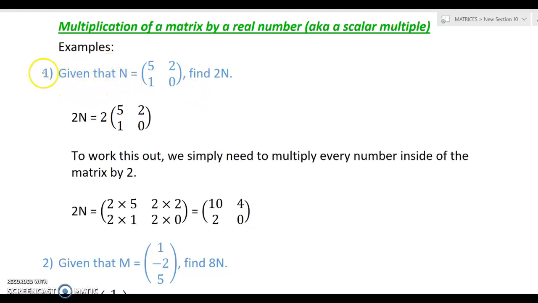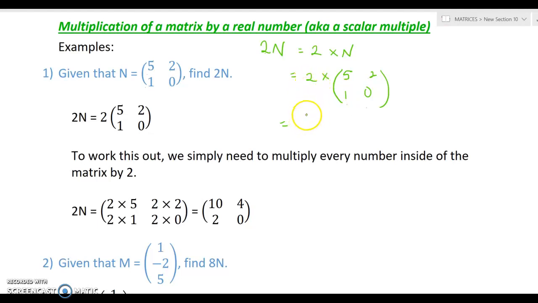So here we have number 1. We have matrix N, which is 5, 2, 1, 0, and we want to find 2N. Now this 2 there is called the scalar multiple, or the real number. So really, we want to find 2 times N, so essentially that's 2 times the matrix N, which is 5, 2, 1, 0. All you must do when you want to multiply a number by a matrix is take that number and multiply each entry inside the matrix by the number on the outside.